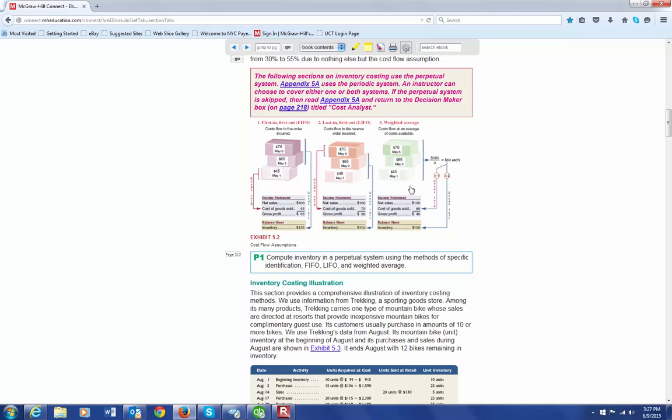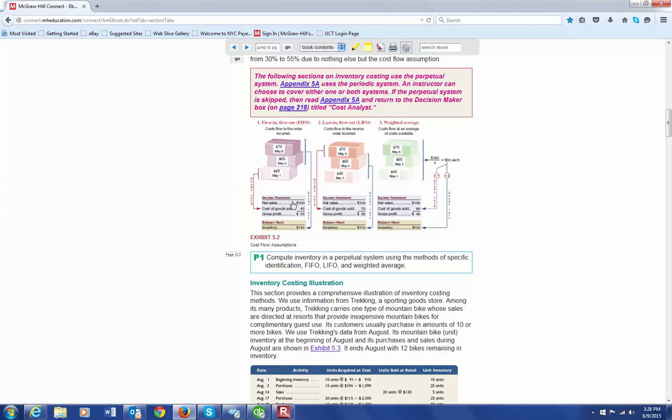Now, weighted average, net sales are the same, but in this case, your cost of goods sold is only $60, the average of these 3. Your gross profit is $40, and what you have left in inventory is 2 items at an average cost of $60 apiece. 2 times 60 is $120.